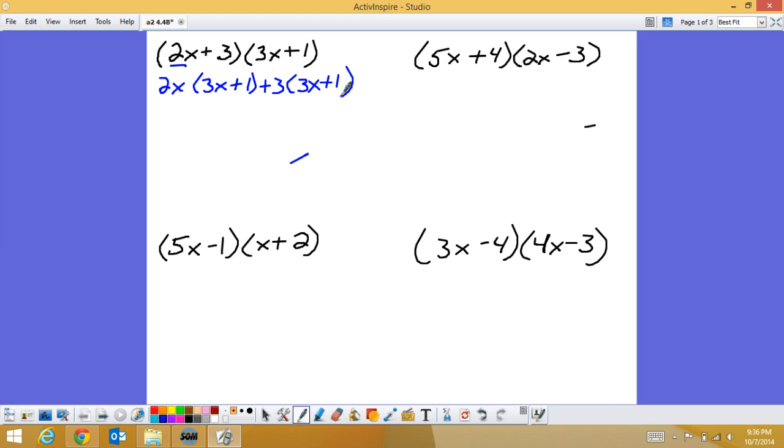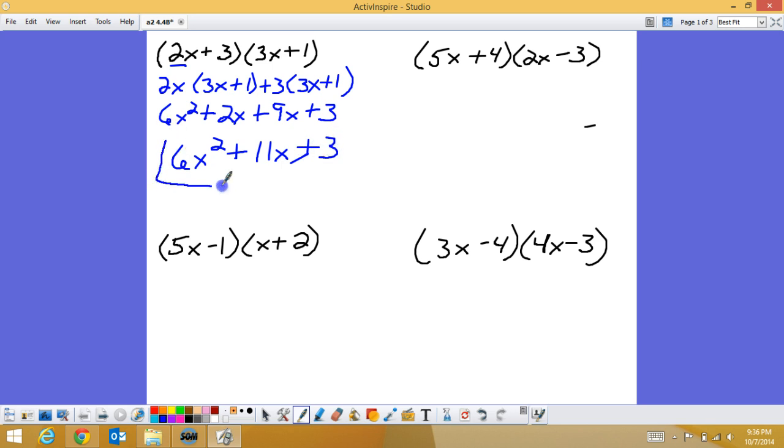Okay, so when we distribute the 2x and the 3, we end up with 6x squared plus 2x plus 9x plus 3. And then finally, combining the like terms, we end up with 6x squared plus 11x plus 3. And that's where we end up. So that is the first one.